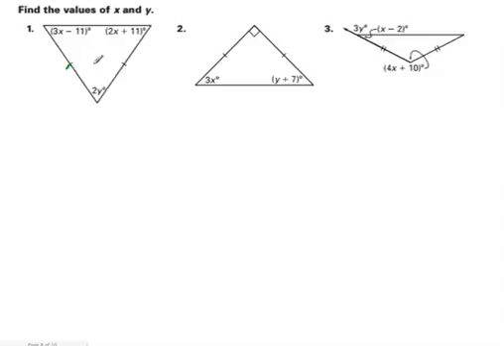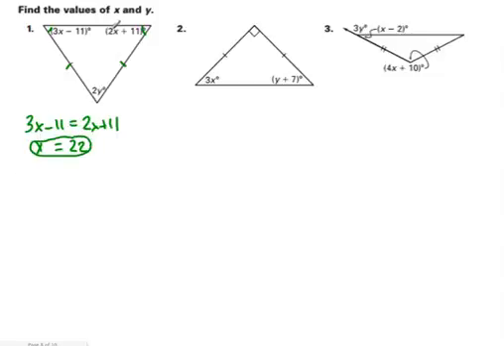Because these two sides are congruent, we can say that these two angles are congruent. This is by the base angles theorem. So we can say 3x minus 11 equals 2x plus 11. In other words, x equals, if I add 11 to both sides, that'd be 22. So I've quickly found my x variable. I'll substitute this back in.